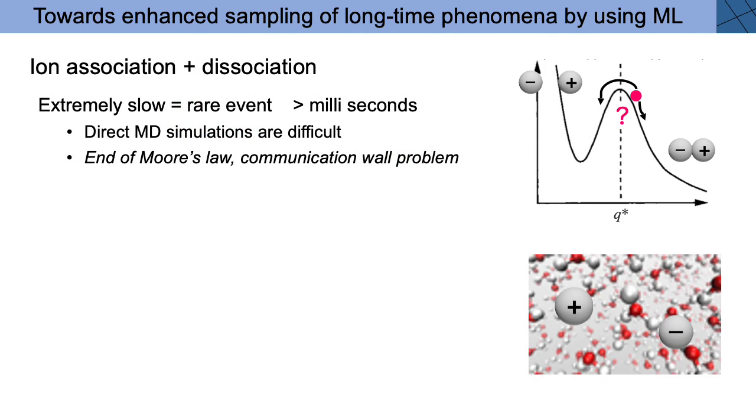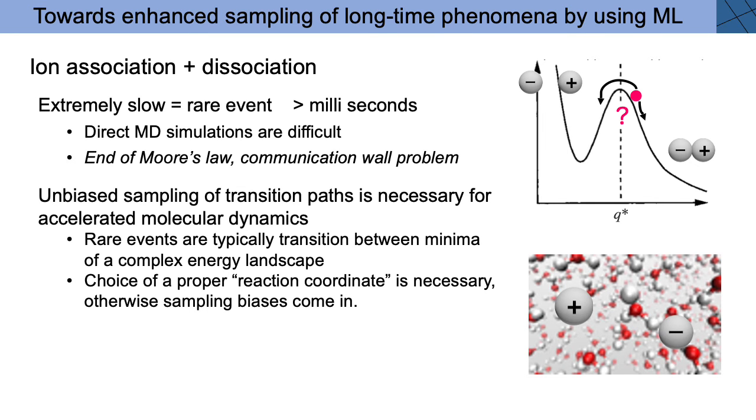Ion pairing, or unpairing, is a typical slow process that takes longer than milliseconds. It is not expected to become possible to perform molecular dynamics over such a time scale, that is, over trillion steps in all atom simulations, because of the expected end of Moore's law and of the communication wall problem.